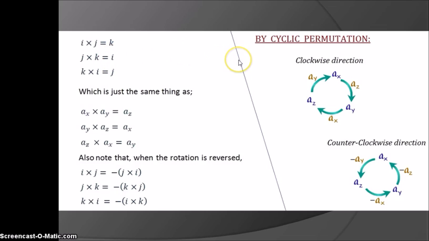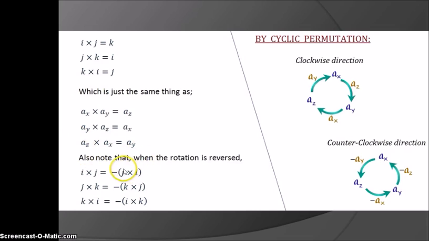If you want to visualize it with the cyclic permutation, you see that ax times ay equals az, ay times az equals ax, and az times ax equals ay. So that's exactly what I have here. The whole of this is the same as the whole of this. Remember, it's just differences, your choice of alphabets or what you choose to represent your unit vectors.